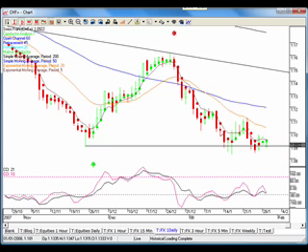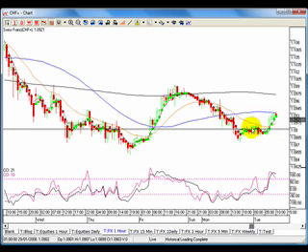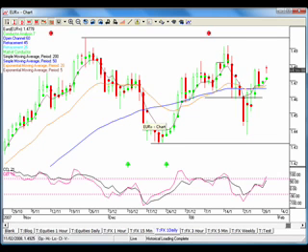Okay, so this is Dollar Swiss. You know, it's messing around this 109 level. Best to stay out until you see a clear break on this.